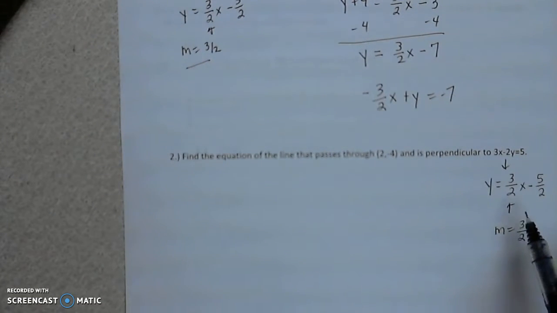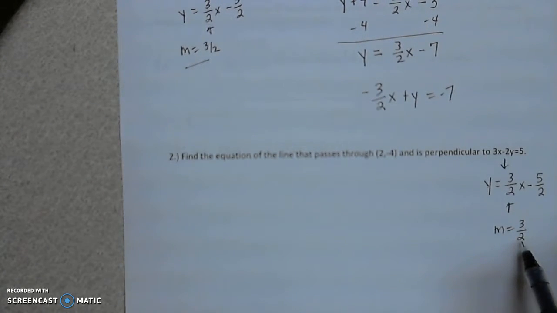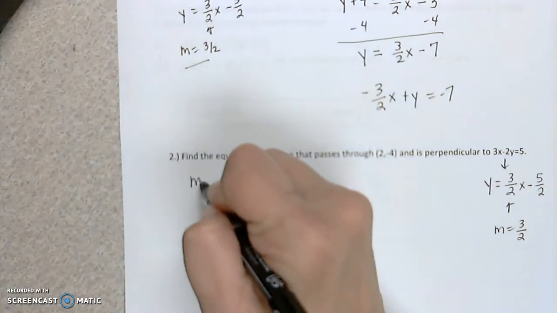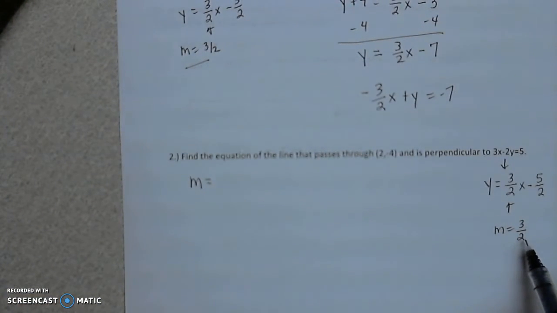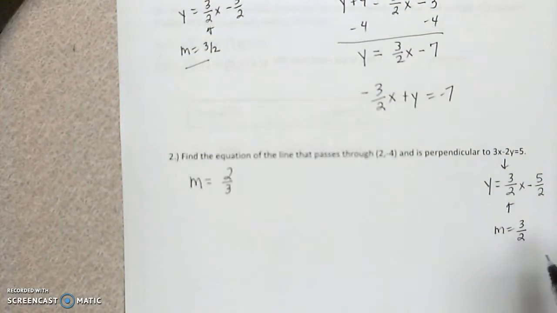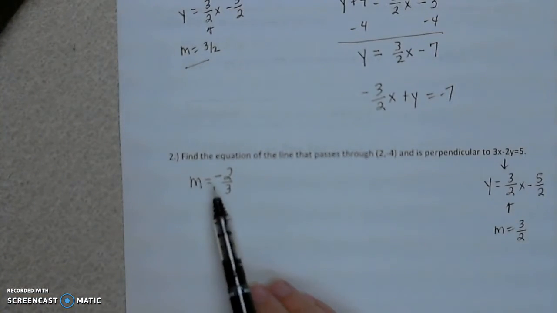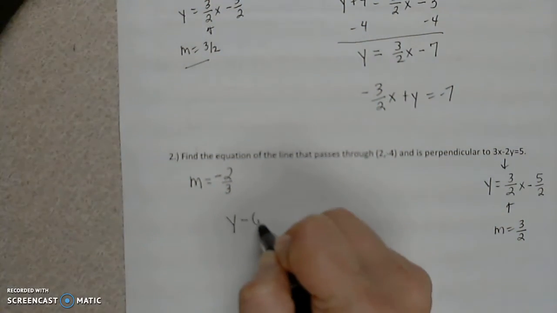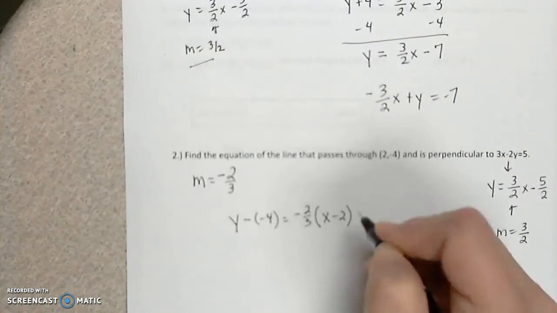So to write an equation of a line that's perpendicular to this one, what I need is the opposite of this slope and the reciprocal. So the slope I'm going to use for my new line, perpendicular to this one, would be the opposite of the reciprocal of this one. First of all, the reciprocal of 3/2 is 2/3. Then the opposite of positive is negative. So the slope I need to use to write my new equation is negative 2/3. I'm going to use that exact same point. So we're going to say y minus negative 4 equals negative 2/3 times x minus 2.